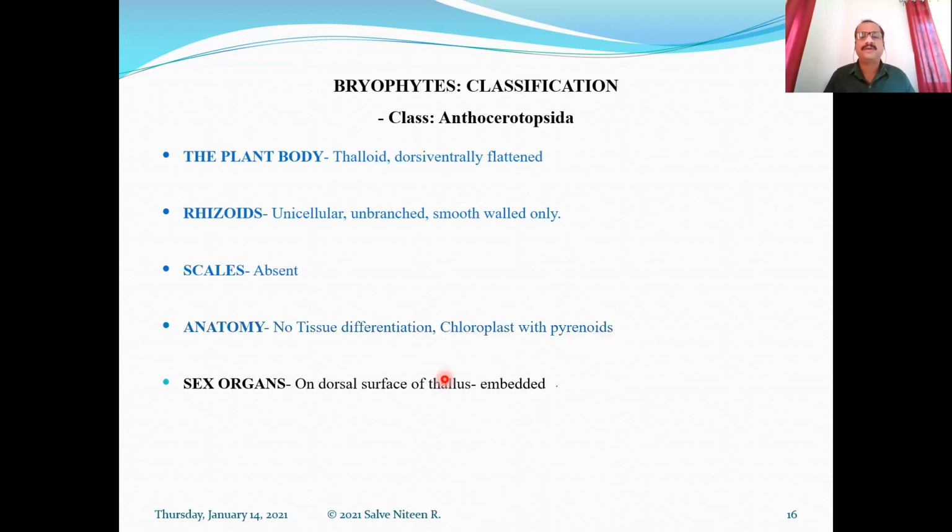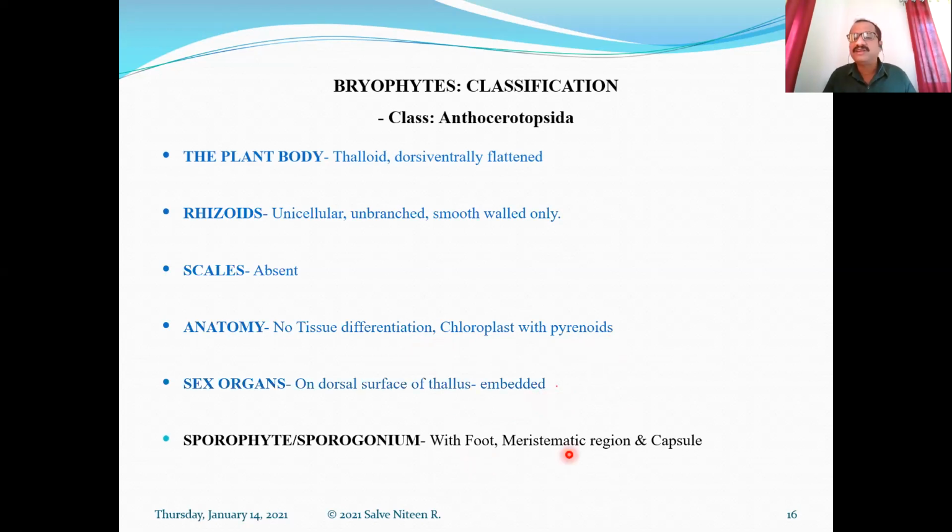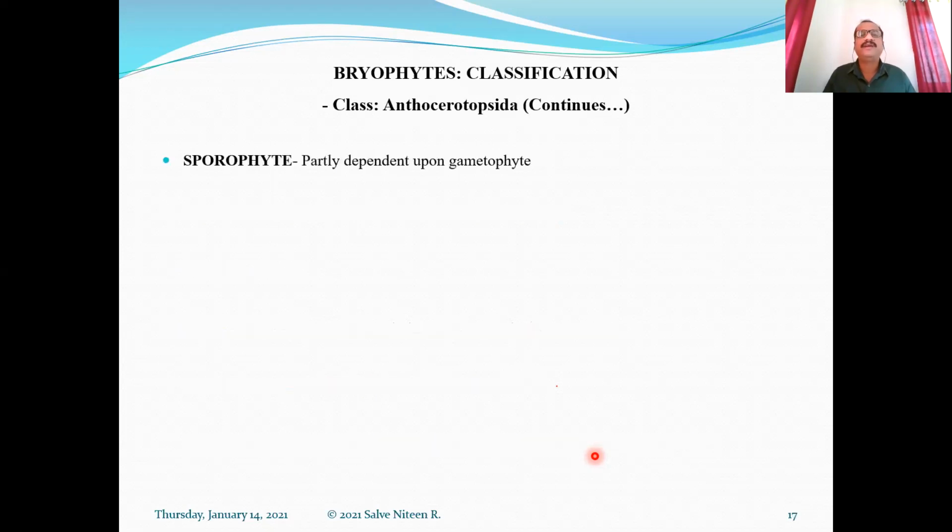Here sex organs are embedded in the thallus on the dorsal surface. In the previous class, we studied that they may be superficial or embedded. Here, the sporophyte consists of not foot, seta, and capsule, but foot, meristematic region, and capsule. Seta is absent. Seta is replaced by some meristematic region. And due to this meristematic activity, it produces long, elongated sporophytes, and therefore these plants look like horns, or they are commonly called hornworts, because the sporophytes look like horns of animals. Okay, sporophyte, it is here.